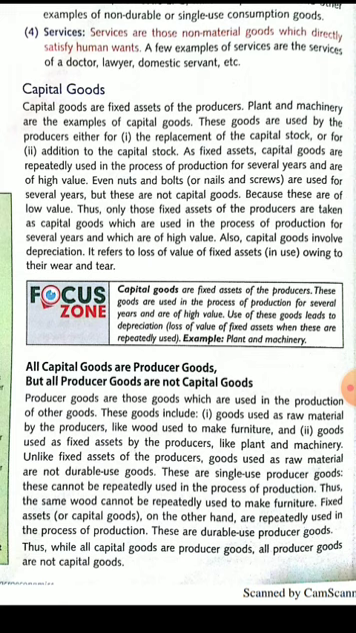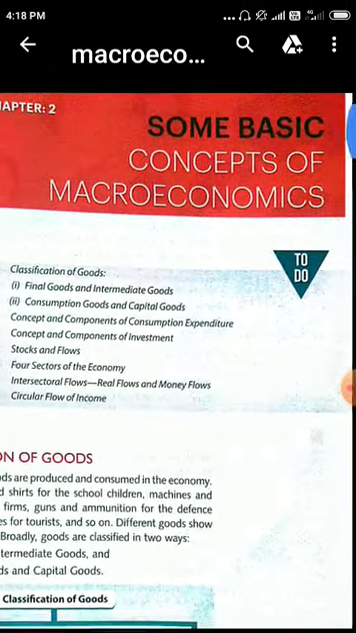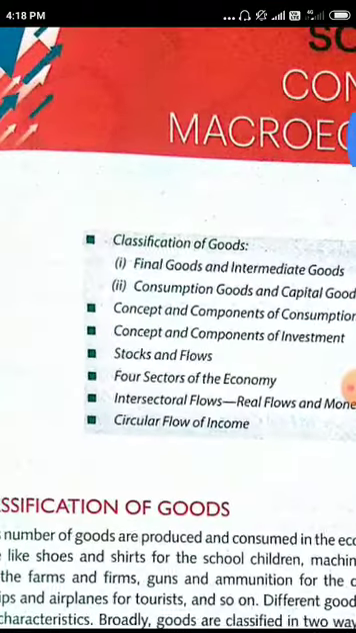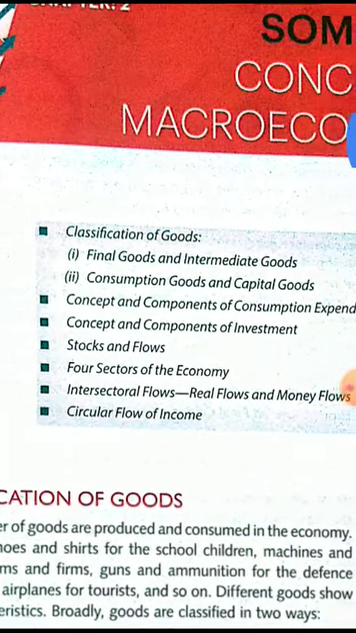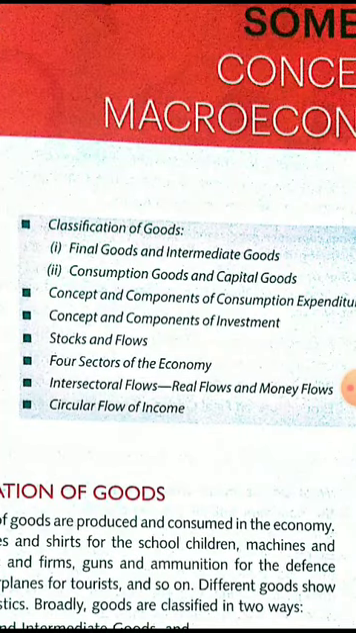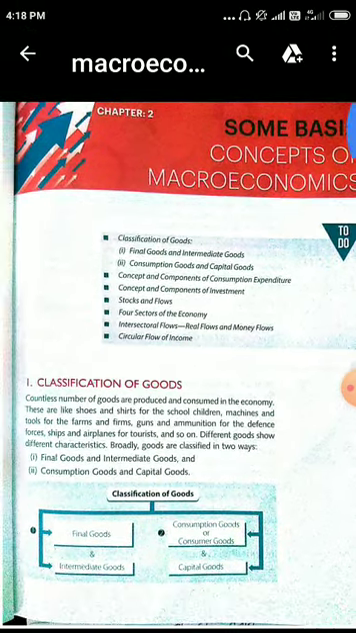Okay, so here we have completed our first important point of this second chapter of economics, some basic concepts of macroeconomics, which is the classification of goods. And further, the second one is the concept and components of consumption expenditure, the concept and components of investment, and the stock and flow concept, which I will be discussing in further videos.